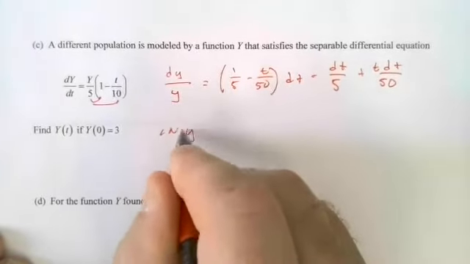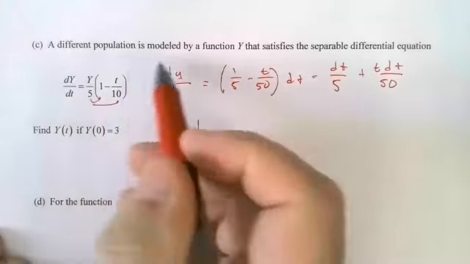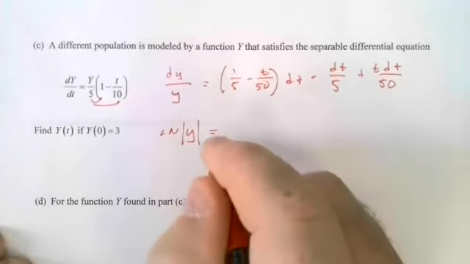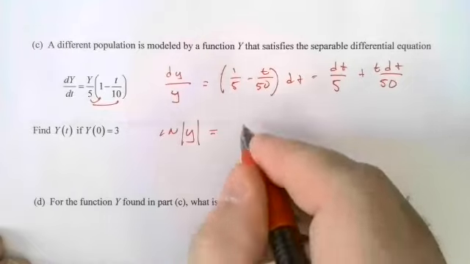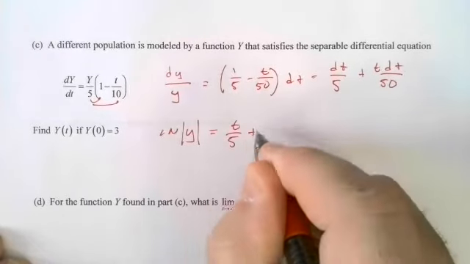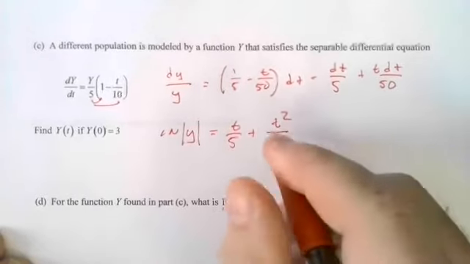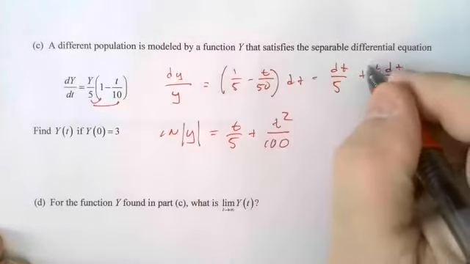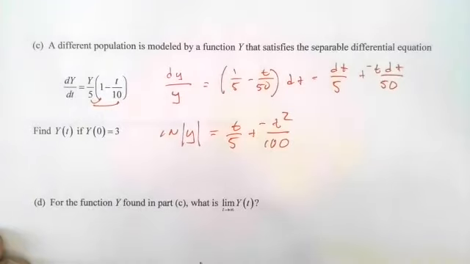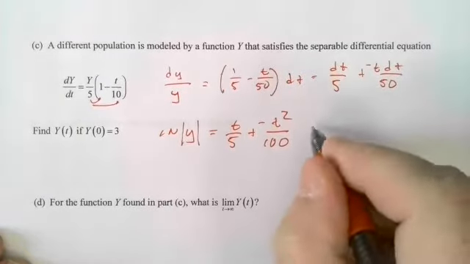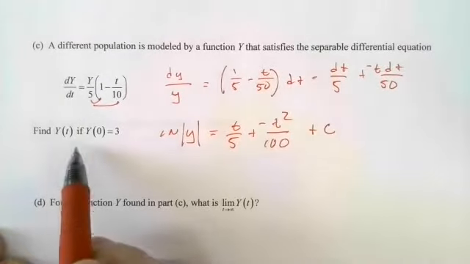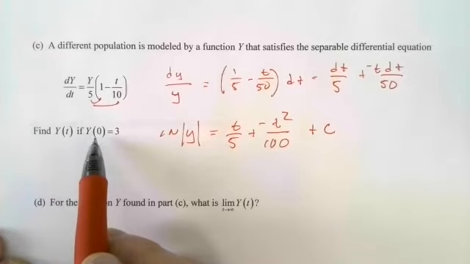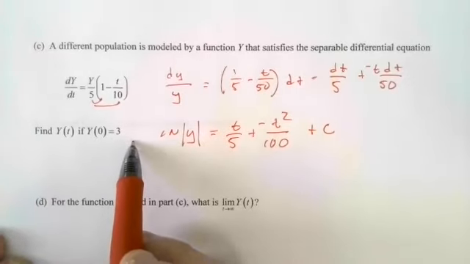ln of y, technically absolute value, but population's all in the positive world, so I'm going to ditch that, is t over 5 minus t squared over 100. Why has that suddenly decided to become positive? I have no idea. Plus c. Okay, plug in 0, plug in 3.